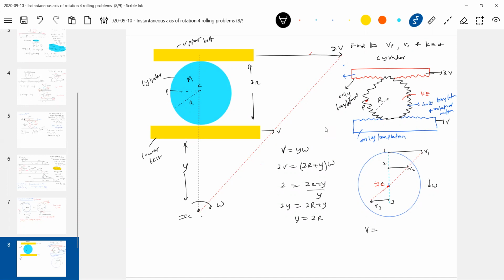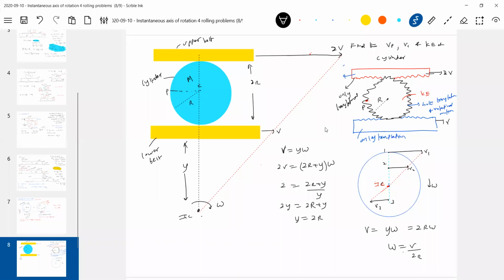So what is V equal to? We know V equals y omega, and y equals 2r. So what is omega now? V by 2r. Now, sir, you tell me one thing, what is this omega? The angular velocity with which all points on the rigid body will rotate about the instantaneous center. But omega was not given. I'm asking you to find it out. That is what I asked you to find out here.